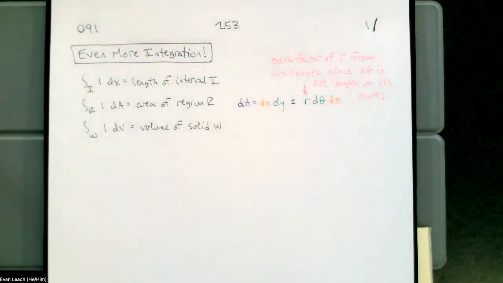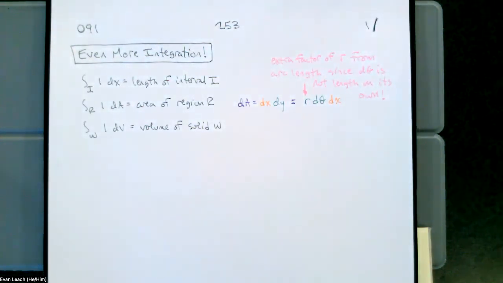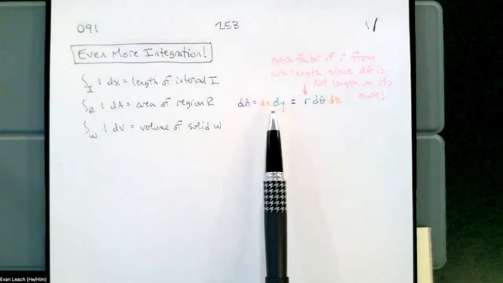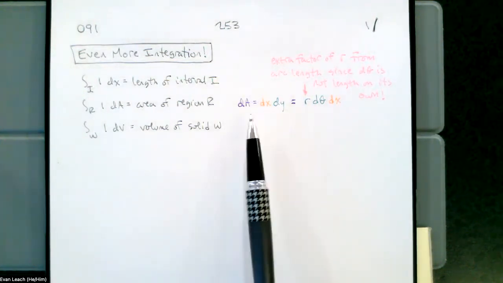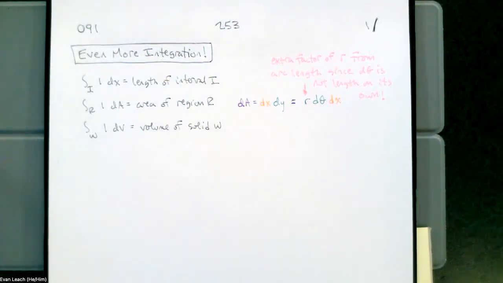So we've talked about 2 different coordinate systems for a plane, for R2. We talked about rectangular coordinates, and we talked about polar coordinates. In rectangular coordinates, both variables represent some kind of distance, length times width. So setting up dA was real simple. We just took dx times dy. Dx is a length, dy is a length, so dx dy is going to be an area.